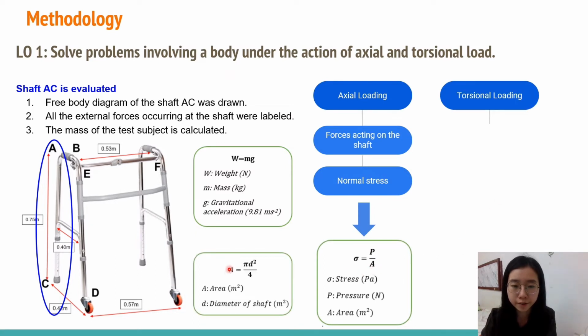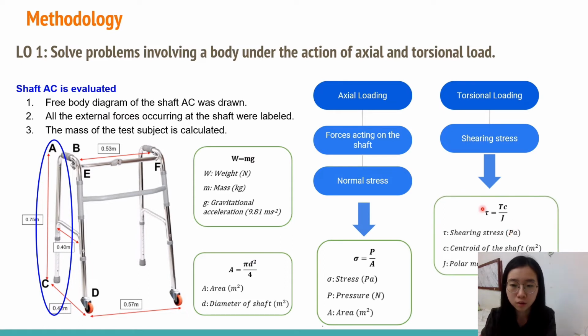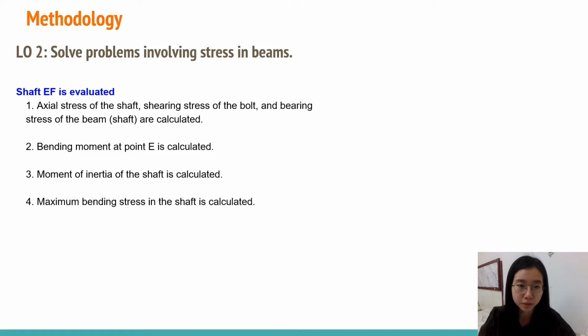We can get the area by using the formula A equals pi d squared over 4. For the part of torsional loading, shearing stress is calculated by using the formula tau equals T multiplied by c over J. LO2 solves problems involving stress in beams. In this case, shaft EF is evaluated.